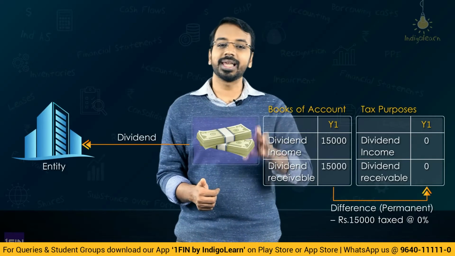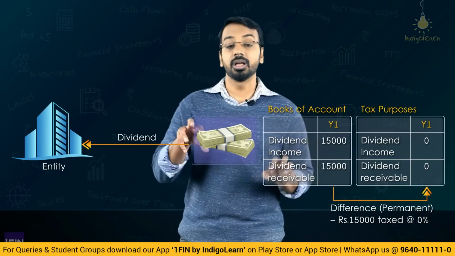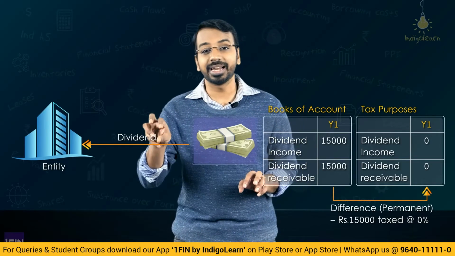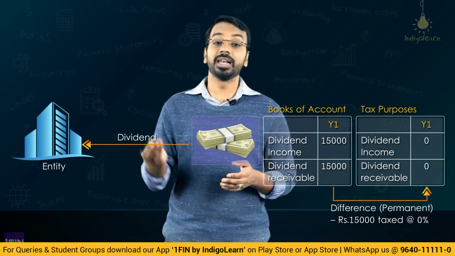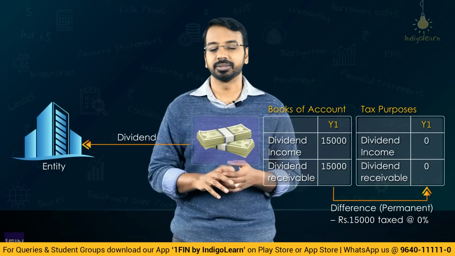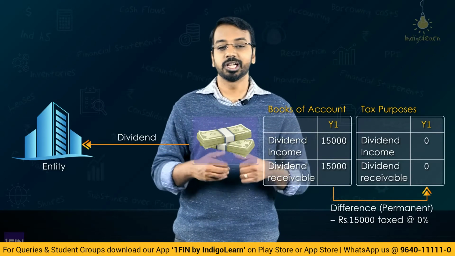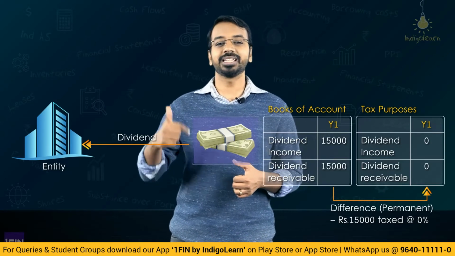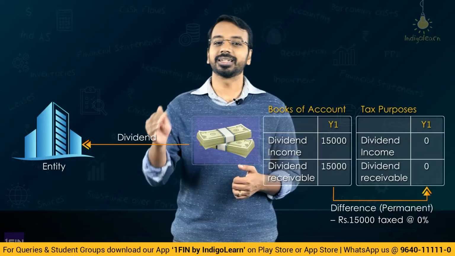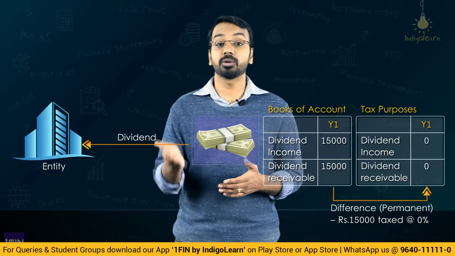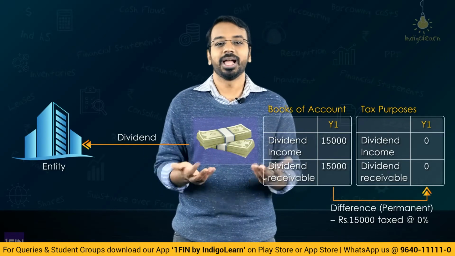For the books, you will say dividend receivable 15,000. For the tax, you will say dividend receivable zero, because you will never take this amount into your tax return. Now what is the difference? Difference is 15,000. Now on this difference of 15,000, you will apply the principle that the dividend is not taxable, and hence the tax rate itself is zero. So 15,000 multiplied by zero will be zero, and hence there will not be any deferred tax impact. Okay. Now, as you do problems, you'll be able to better appreciate the underlying logic that we have discussed so far.